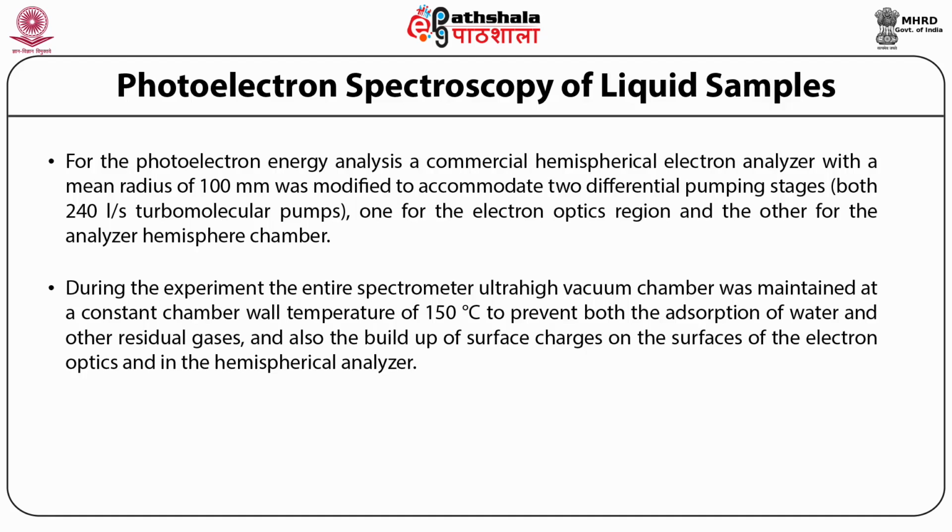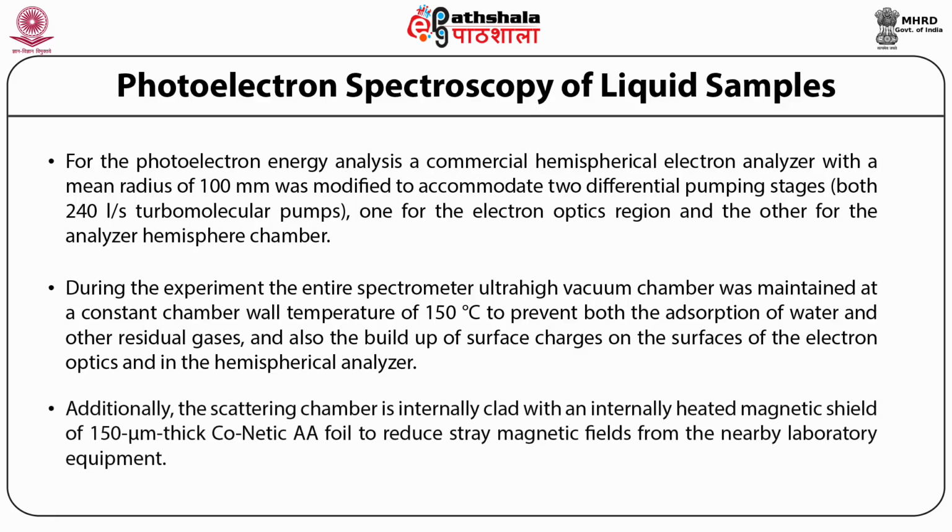In addition to the mu-metal shield, the entire apparatus is located in a 3 by 3 by 3 meter cube Helmholtz cage to further suppress the deflection of electrons by the Earth's magnetic field by an overall factor of 20. Additionally, the scattering chamber is initially clad with an internally heated magnetic shield of 150 micrometer thick cobalt magnetic foil to reduce stray magnetic field from the nearby laboratory equipment. The photoelectrons were detected by a standard signal channel, a copper beryllium multiplier.